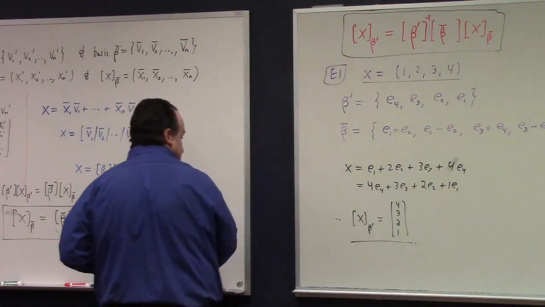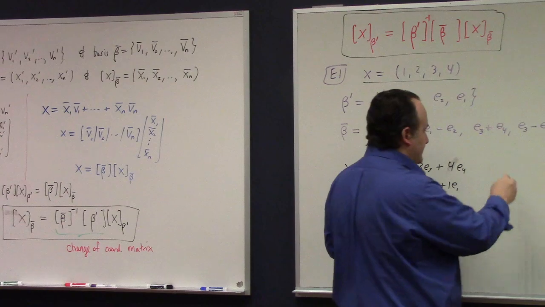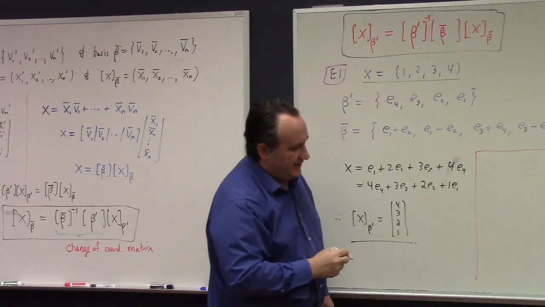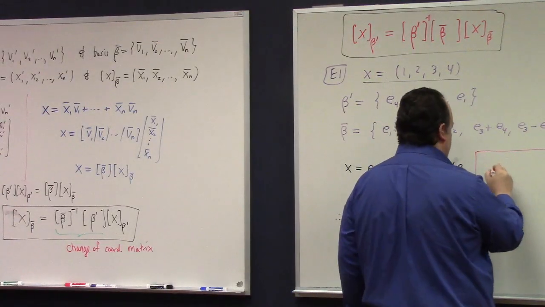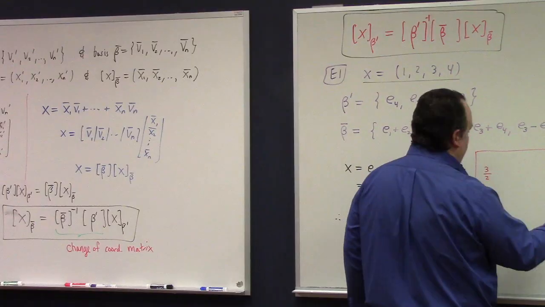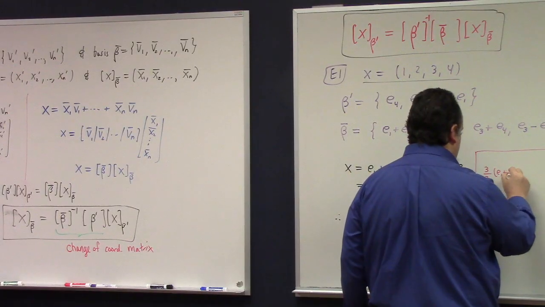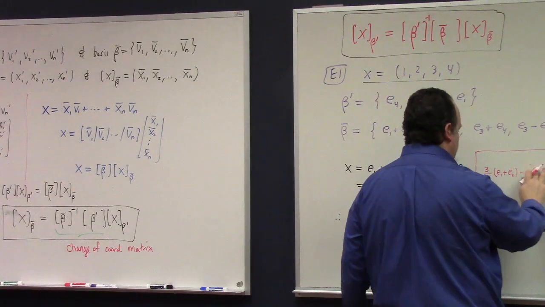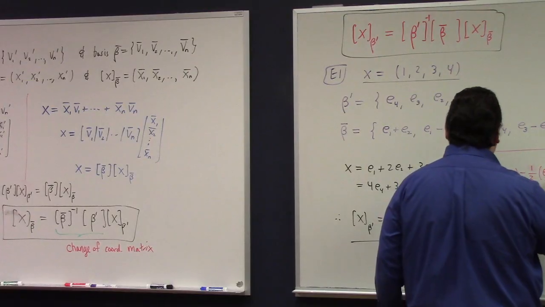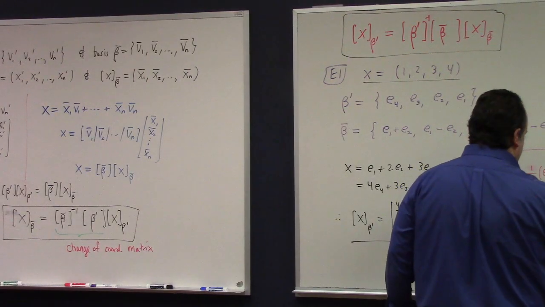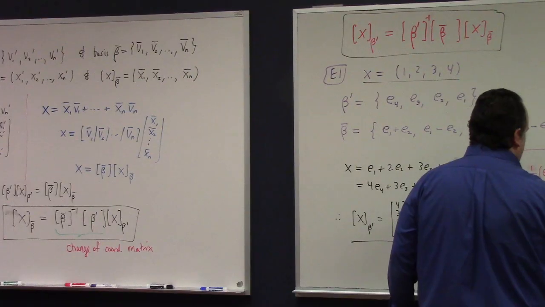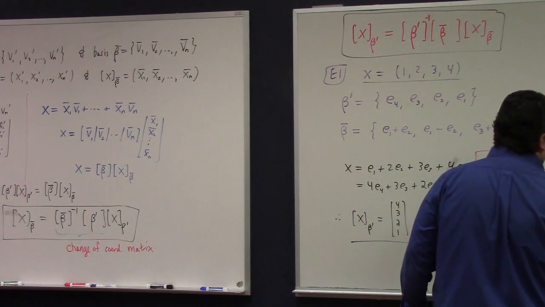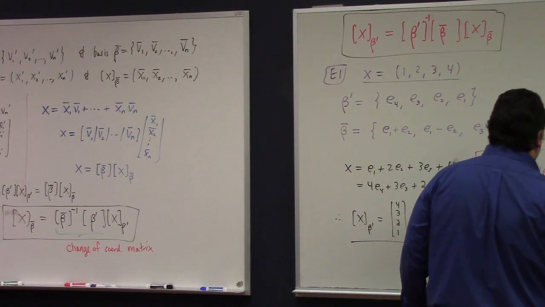Now we can check our answer, right? Let's try checking our answer. So allegedly, the coordinate vector is 3 halves, minus 1 half, 7 halves, minus 1 half, right? So if we do 3 halves of my first thing, which was E1 plus E2, minus 1 half of E1 minus E2, plus 7 halves of E3 plus E4, minus 1 half of E3 minus E4, what happens?